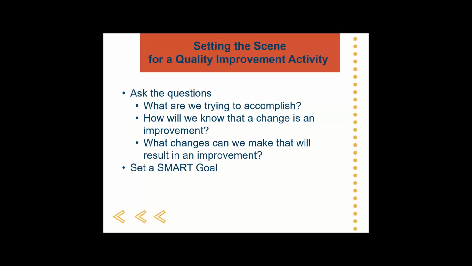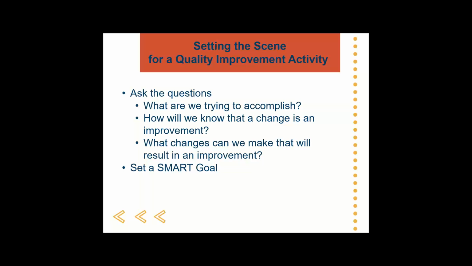So, setting the scene for a quality improvement activity, asking the following questions will help formulate your SMART goal, measures and ideas. What are we trying to achieve? We're aiming to increase the number of completed GPMPs for patients with diabetes. How do we know a change is an improvement? Well, we can check the progress using the PenCat tool and looking at our benchmark reports. And over time, we will see the increased number of GPMPs claimed.